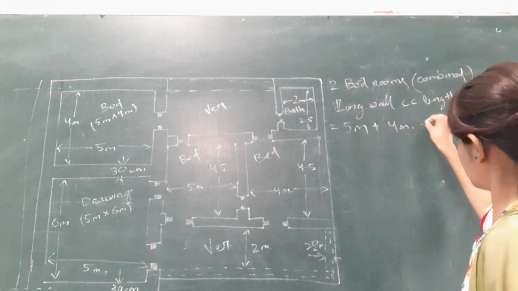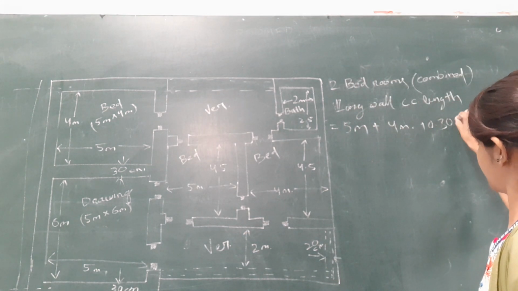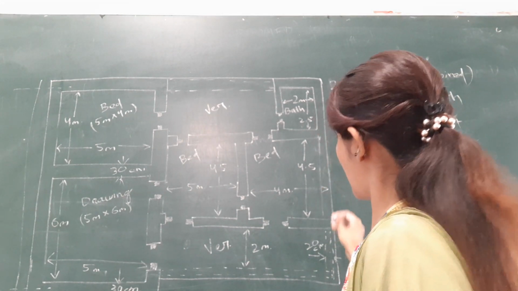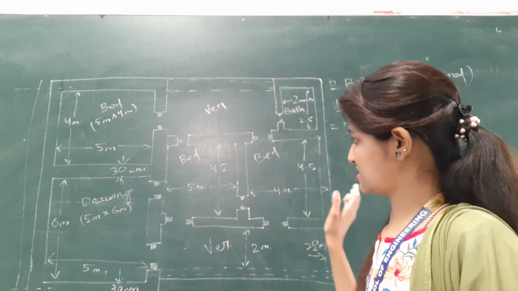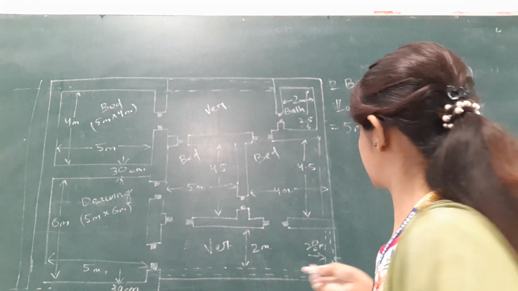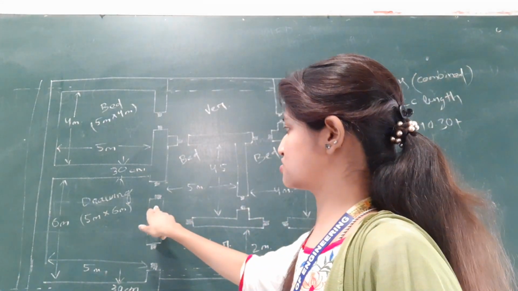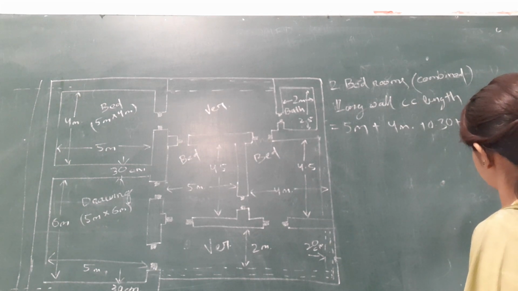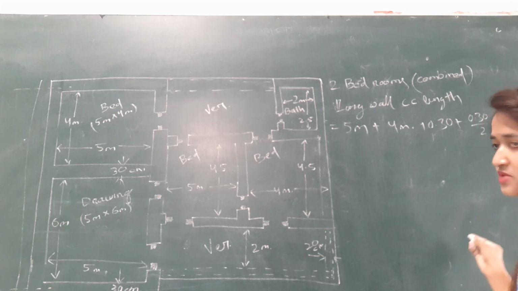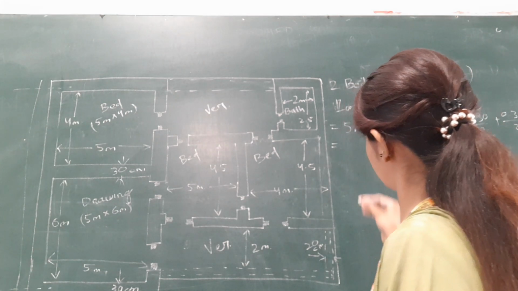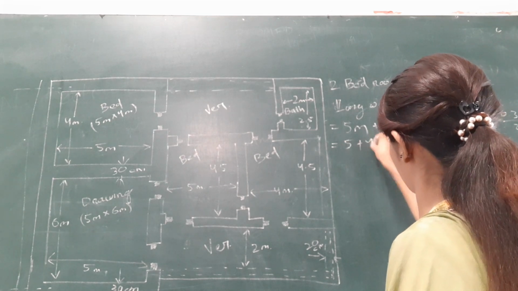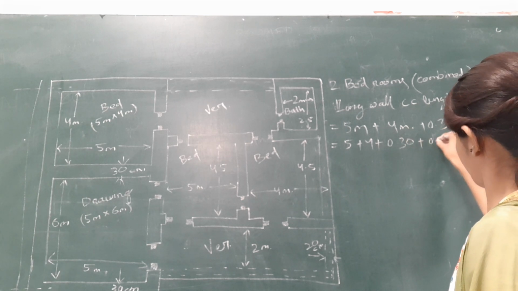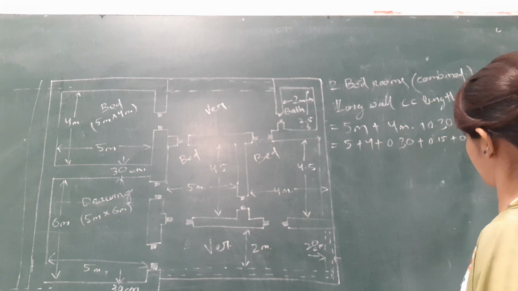Okay. So we can write 0.30 plus, as we know, we have to take half of the breadth from one side and half of the breadth of the other side. So this is 30 cm and this is also 30 cm. So we can write 0.30 by 2 plus 0.30 by 2. Okay. Equals to 5 plus 4 plus 0.30 plus 0.15 plus 0.15, right?